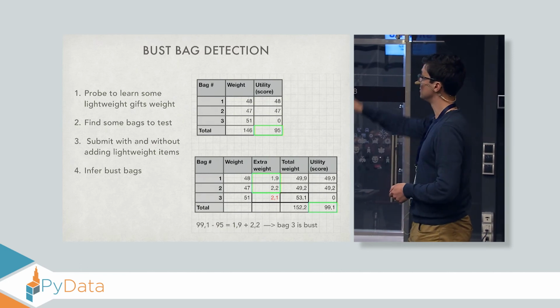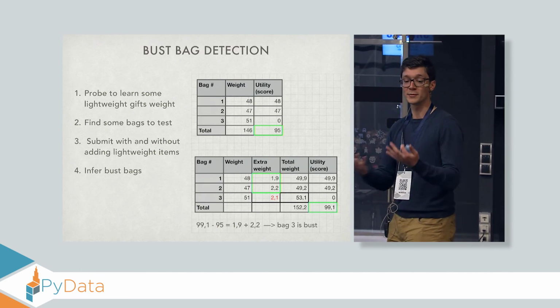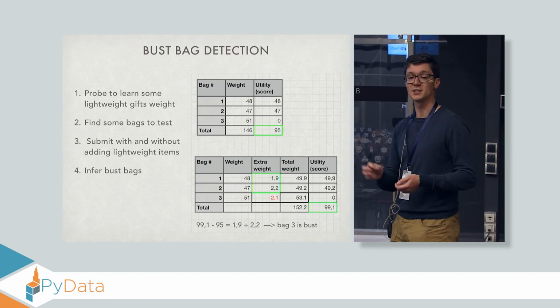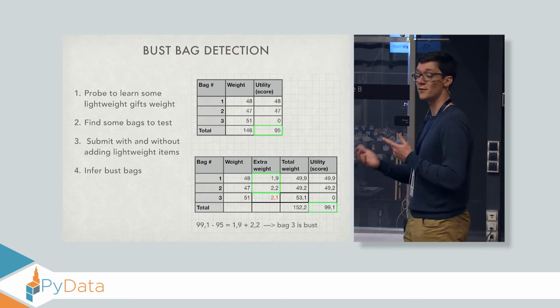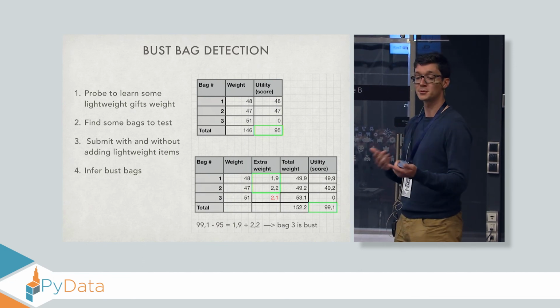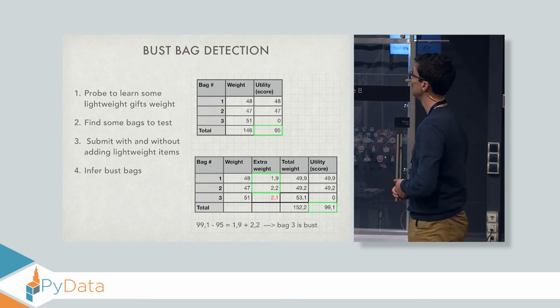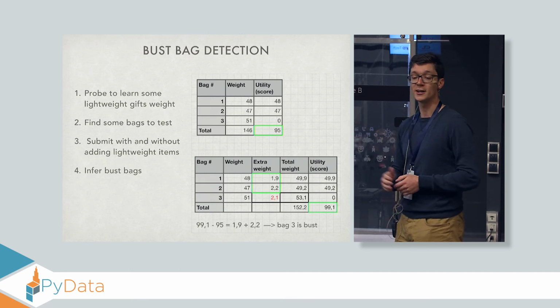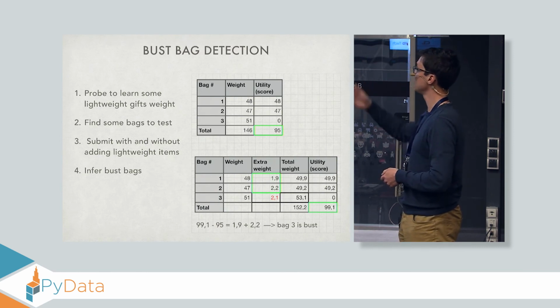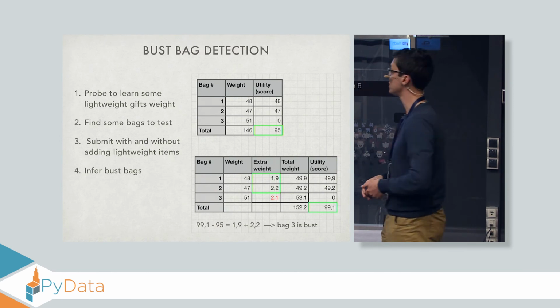And then you can just look at which of the linear combinations will actually work. Of course, you have to make sure that these extra weight items, these small items, all have a different weight. And then you can see, okay, I know the difference between the score before and after. I know which of these two extra items actually moved on. And now I can see that, okay, apparently bag 3 was the bust one.